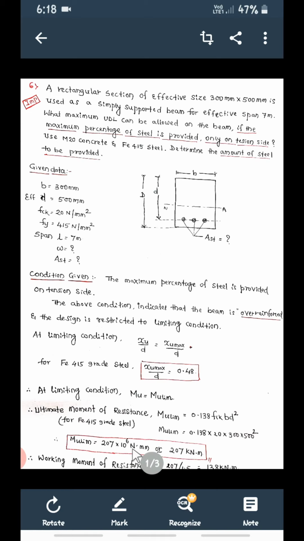This is 10 to the power of 6 Newton mm, and this is kilonewton meter. So this is the ultimate moment of resistance, Mu limit. Now for finding out this UDL, we can convert this Mu limit into working moment. So working moment of resistance M, this is Mu or Mu limit.